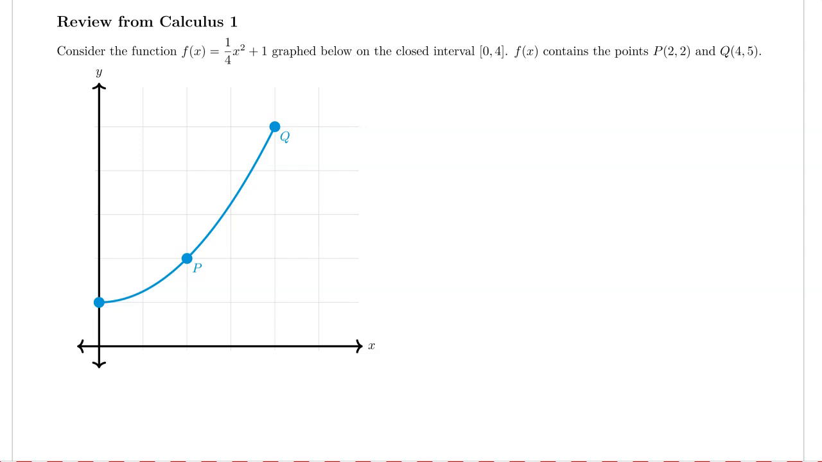In this video, we will be talking about derivatives and integrals of vector functions. But before we get into that, let's do some quick review from Calculus 1.